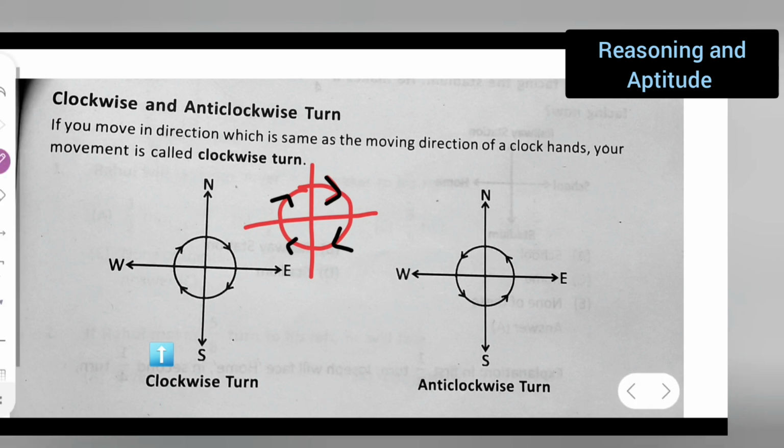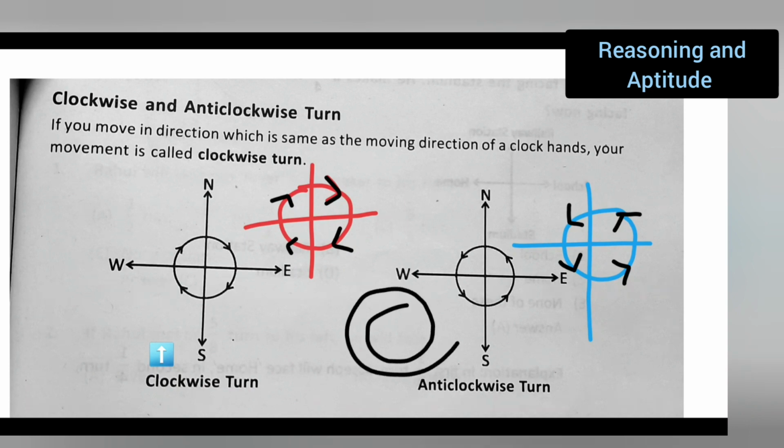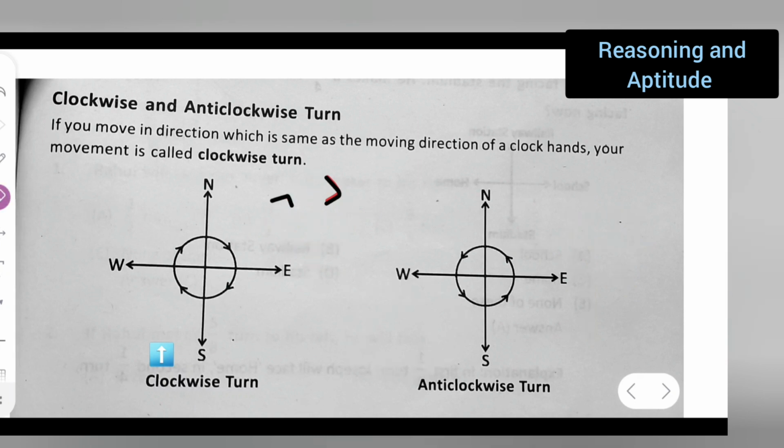Whereas an anti-clockwise turn will go this way, the opposite way. So you all can take down both. This is a clockwise turn, this is an anti-clockwise turn. We have seen the clockwise turn definition I gave you. Now let us see what is anti-clockwise.